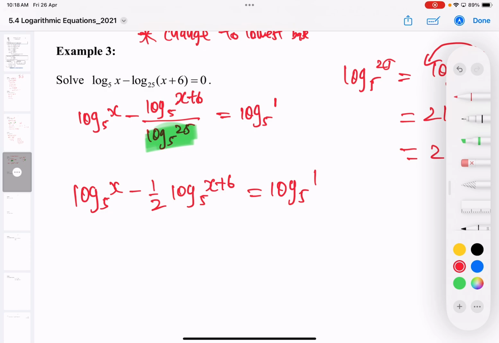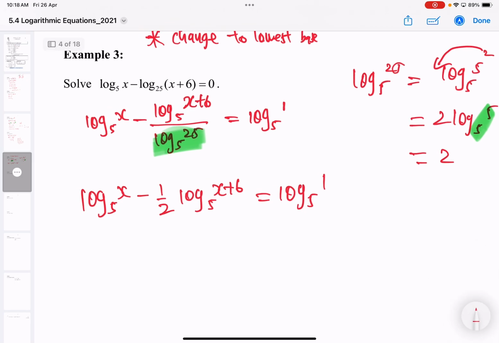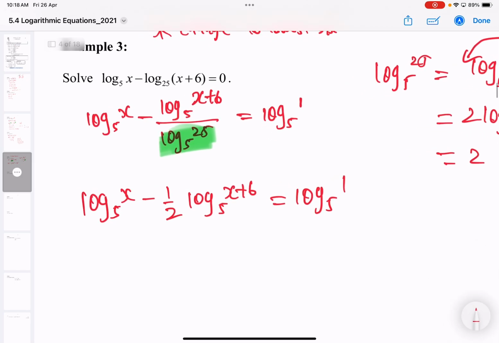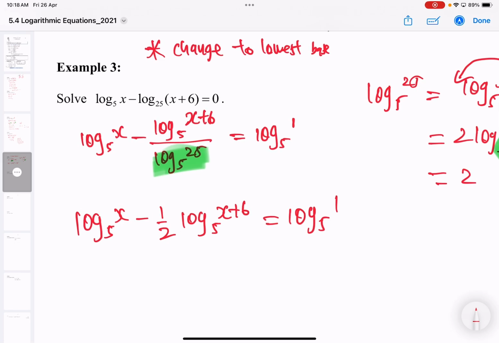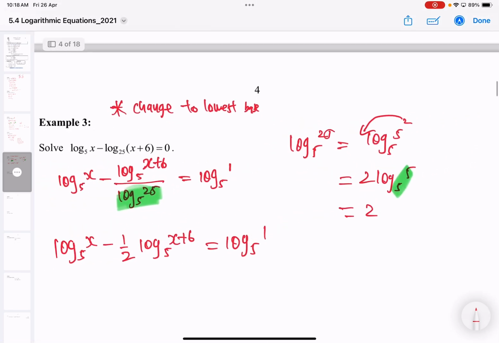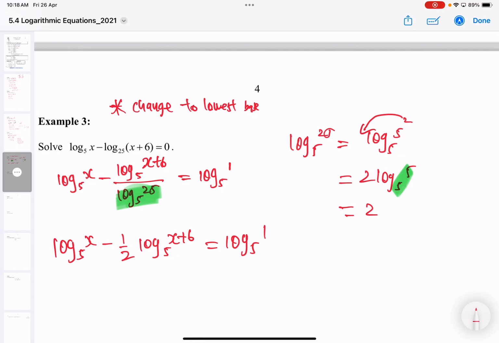Okay, let's pause here. Which part are you confused? Why half? Because the denominator here is 2. 1 divided by 2 is the same thing as half. Good question. Is everyone clear about this?